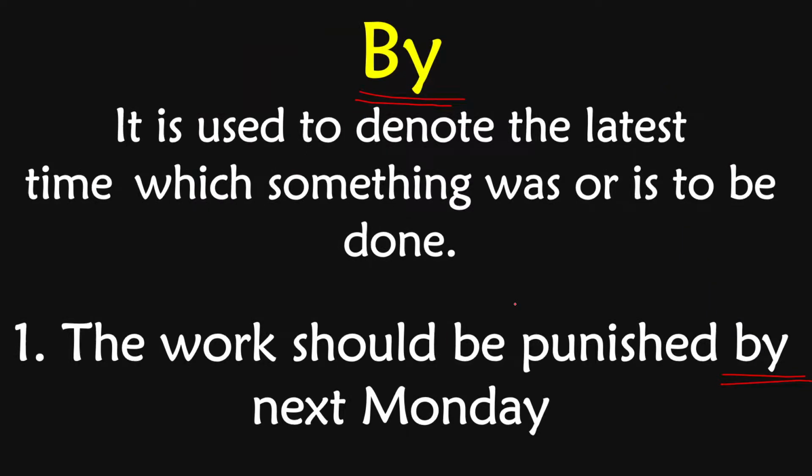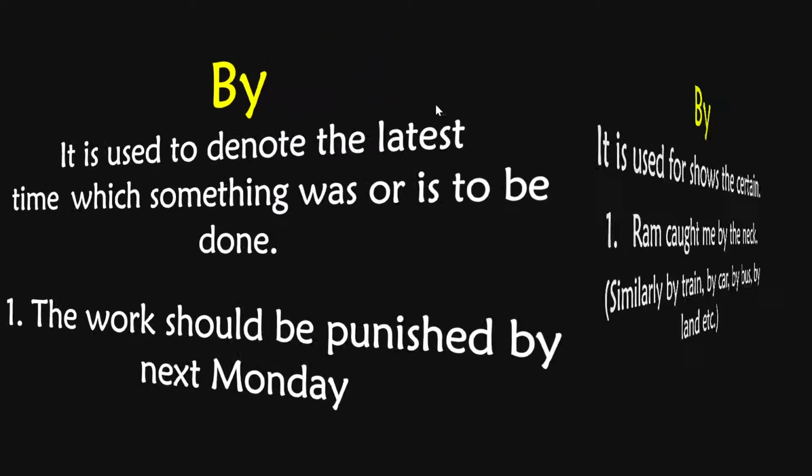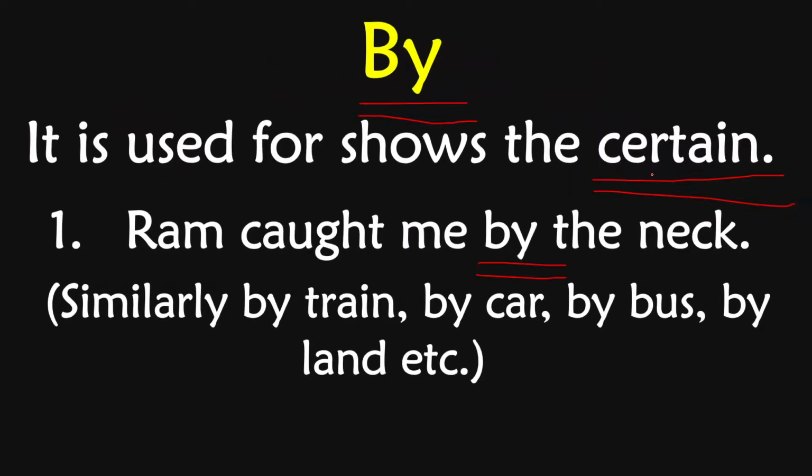You can use "by" in sentences as a preposition to denote the latest time by which something was or is to be done, and "for" shows the certain duration also.